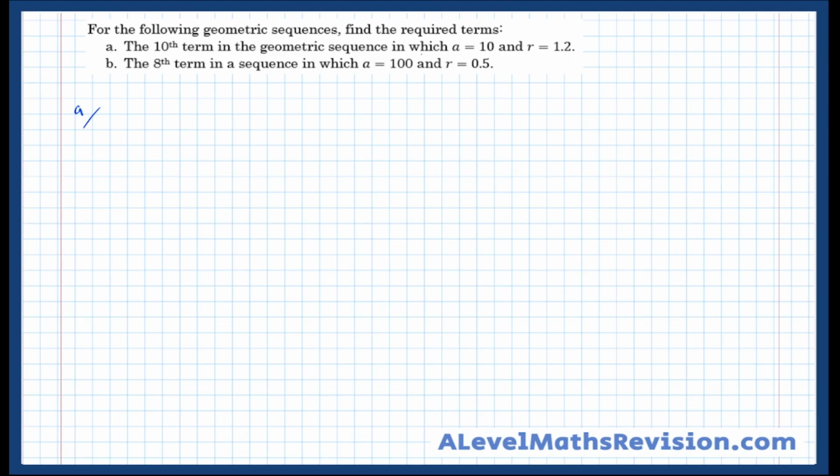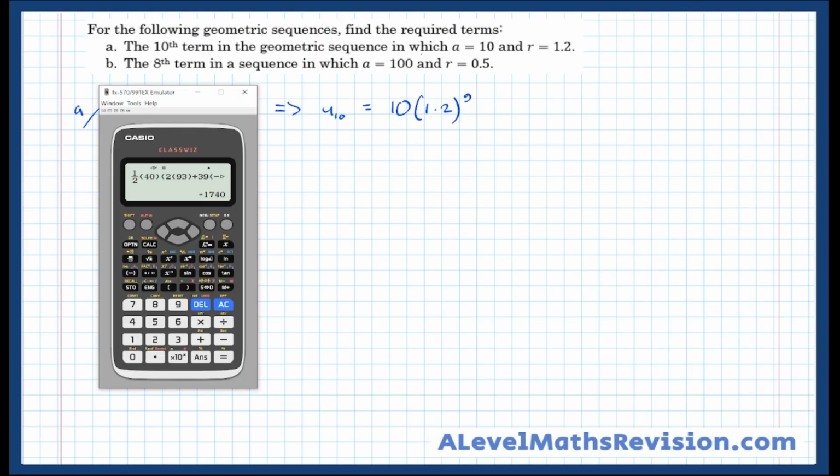So part a, we've got a equals 10 and r equals 1.2. Well, we know that the formula for the nth term is ar to the n minus 1. So that means that the 10th term, which we'll denote by u10, equals ar to the n minus 1. 10 minus 1 is 9. And let's put that in the calculator. So 10 times 1.2 to the power of 9, which is 51.598.